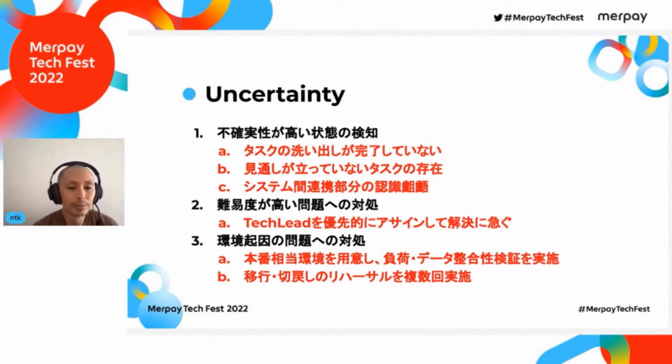Lastly, environmental factor. Our system handles a lot of data, so we prepared an environment equivalent to a production environment. We then carefully performed load and data integrity verification on the production equivalent data and focused on ensuring that the data would not be affected by the migration. In addition, we repeatedly rehearsed the migration procedure and cutback procedure in case of problems in order to improve the accuracy of the migration process.